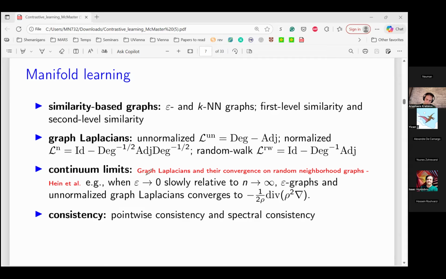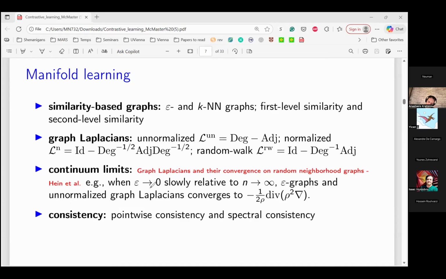For instance, when I start out this paper, "Graph Laplacian and their convergence on random neighborhood graphs" by Hein and his collaborators, they say a bunch of things, and among them is this particular thing. When you have epsilon graphs, and you put on top of that a normalized graph Laplacian, in the limit when n, the number of nodes, goes to infinity, and epsilon goes to zero, right? Because when you have more points, you have closer and closer points to you. So you want epsilon to go to zero as well.